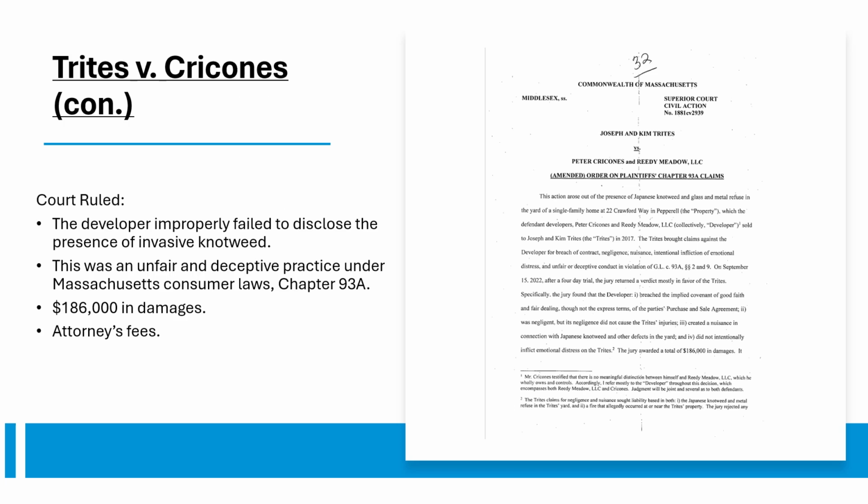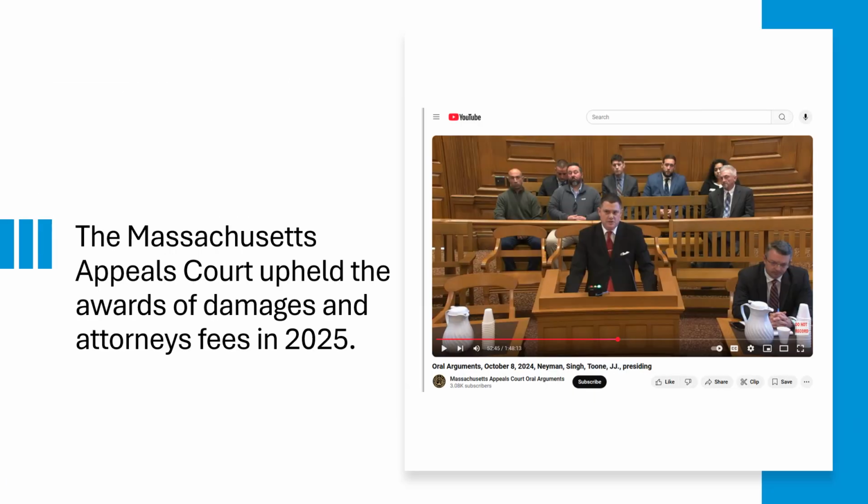After a trial, the court found Cricones knew about the knotweed, knew it was problematic, and failed to disclose its presence to the Trites. The trial court awarded the Trites $186,000 in damages and also awarded them attorney's fees under a Massachusetts consumer law. The Court of Appeals affirmed the judgment in February of 2025.